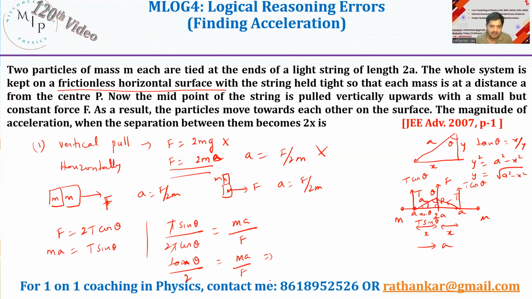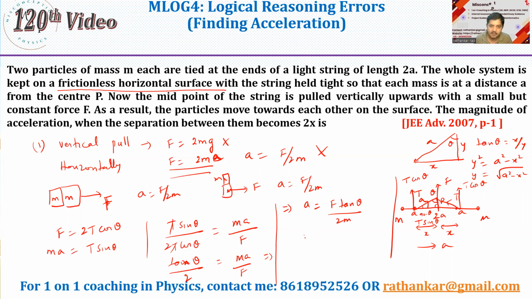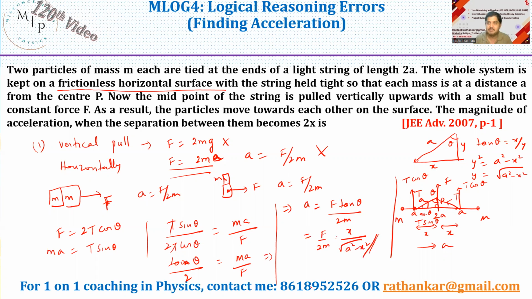Now I need the acceleration. So acceleration, let me write it down here, which implies a is equal to F tan theta divided by 2m, which should now be equal to F by 2m into, what is tan theta? Tan theta is x by y. X divided by y. What is y? Square root of a square minus x square. See, this is the final answer. The answer looks very complex, but this is the accurate answer.